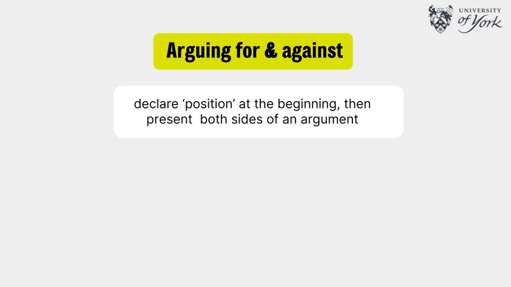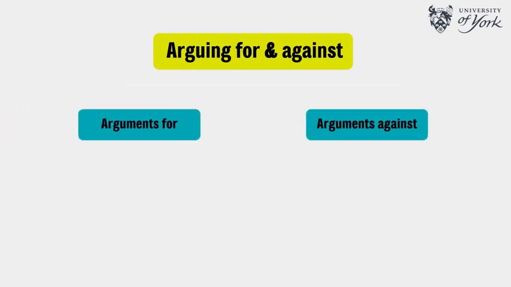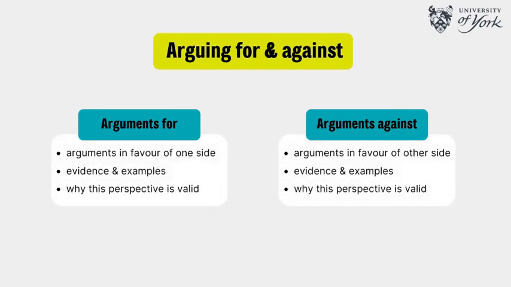The structure of an arguing for and against essay typically consists of a series of paragraphs arguing for, which are then followed by those arguing against. In both sections, you will present the arguments for one side of the argument. You will need to use evidence and examples to support your points and demonstrate why this perspective is valid.